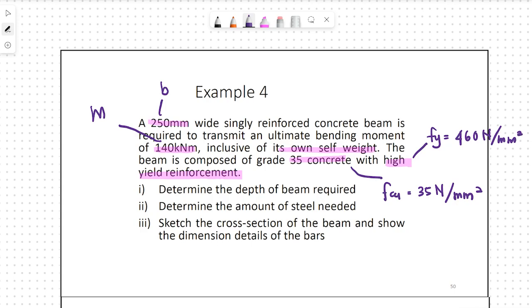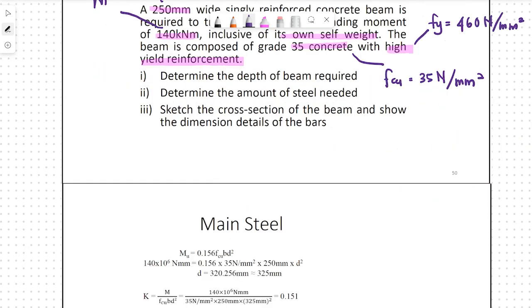Determine the depth of the beam required, determine the amount of steel, and sketch the cross section of the beam and show the dimension details of the bar. Last time we did have to sketch, right?